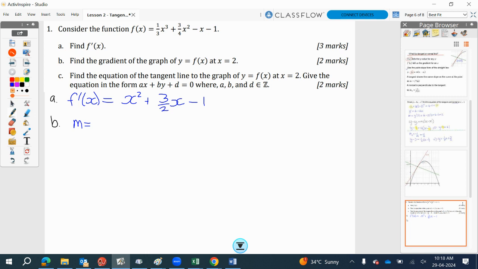You can plug in 2 in the x equation. Close. So to find the gradient, we need f prime of 2, the derivative. We put 2 into the derivative. That will give us 2 squared plus 3 over 2 minus 1. So that's 4 plus 3 minus 1 equals 6.